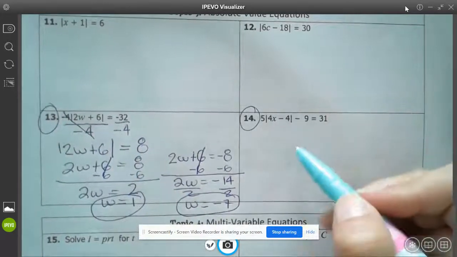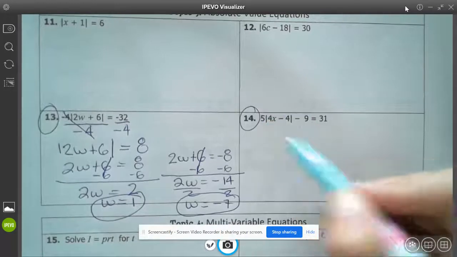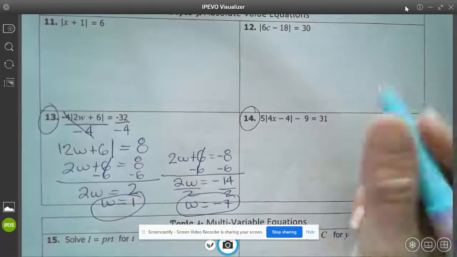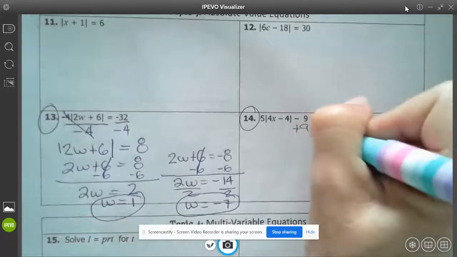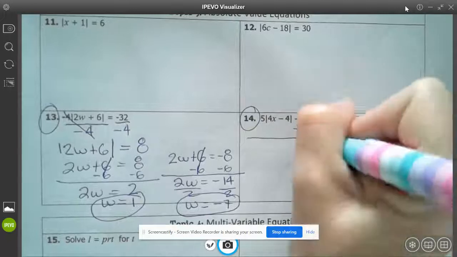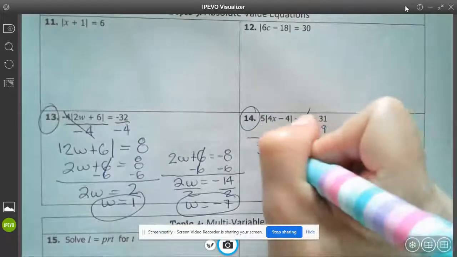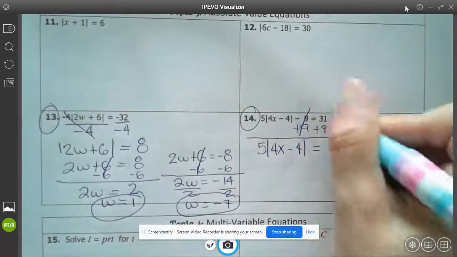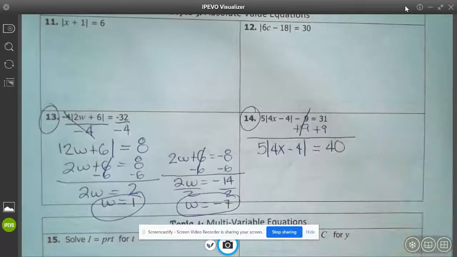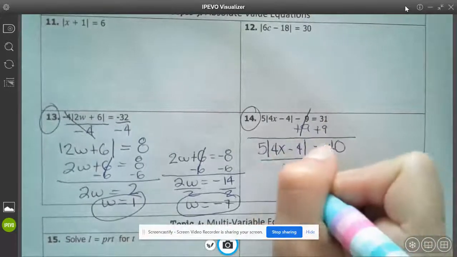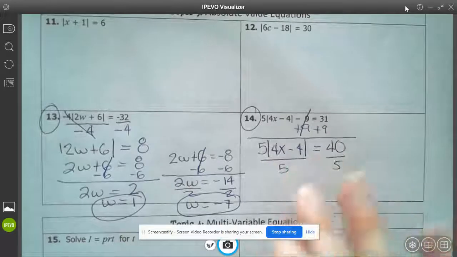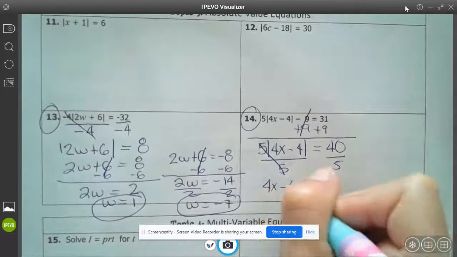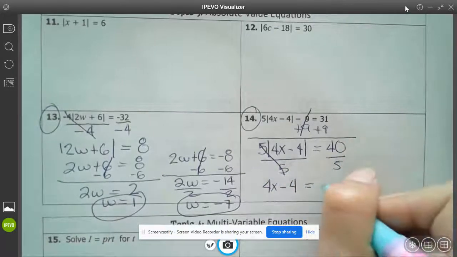All right, so what do we do when we have this here? We have to get rid of some of this stuff. The first thing that I'm going to get rid of is -9 by adding 9 on both sides. So that makes it easier here. So that goes away here, and I still have 5 times the absolute value of 4x minus 4 equals 40. And then now I have to get rid of that 5 because that 5 is multiplying. I want to leave the absolute value by itself here. That goes away, and then I have 4x minus 4 equals 8.